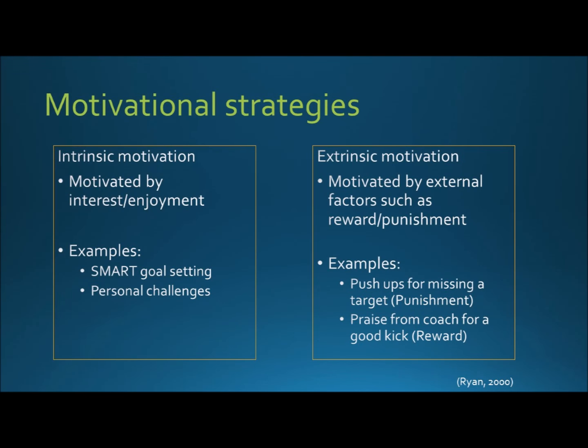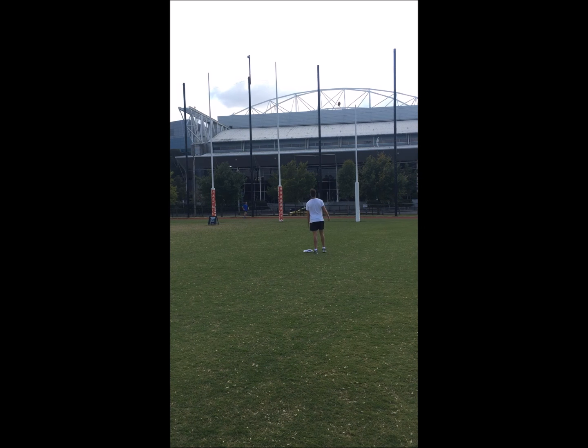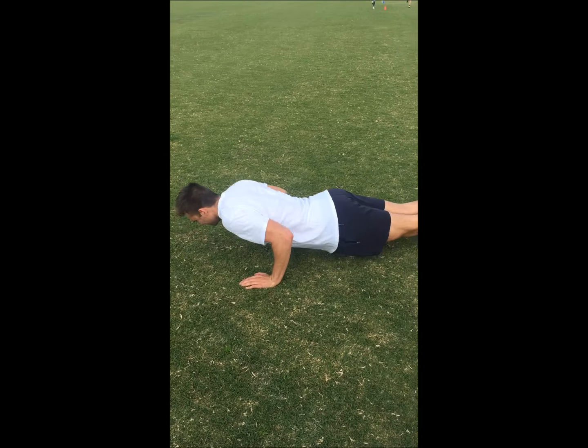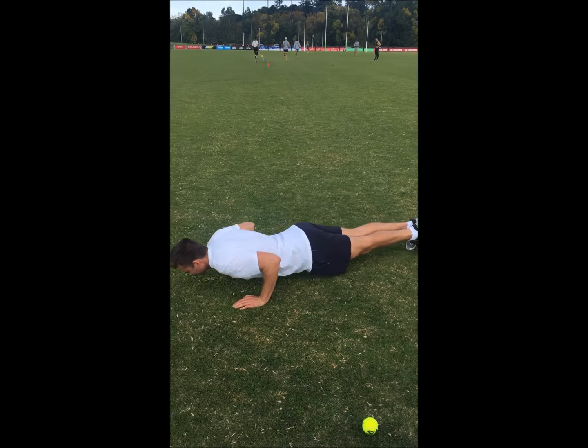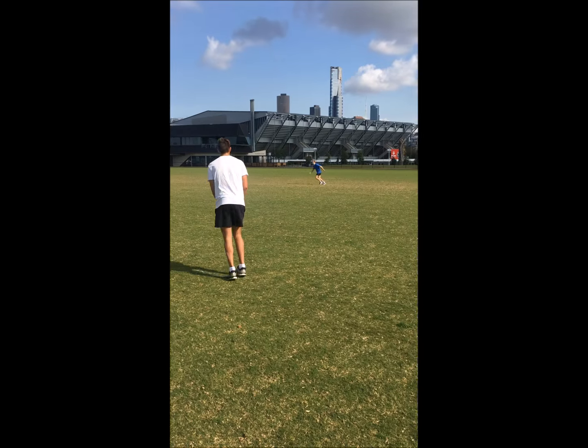In order to foster improvement, different motivational strategies can be utilised. The learner should be intrinsically motivating themselves by setting personal goals and challenges, such as challenging themselves to kick 10 goals in a row before the end of training. Extrinsic motivation strategies could also be implemented, such as punishing themselves with push-ups if they miss a goal. The final week of the program is about decision making and exposing the learner to more difficult match-like situations.